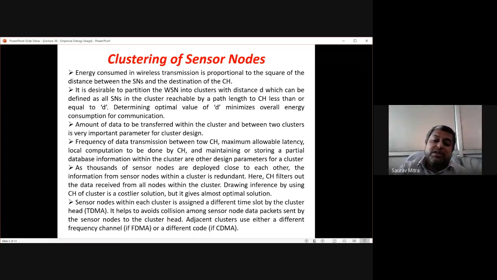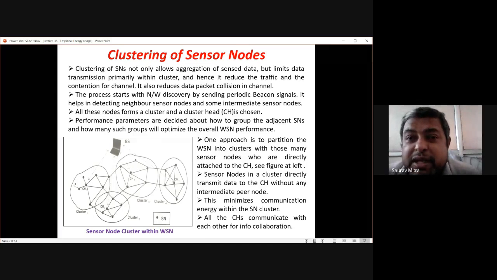Adjacent clusters use either a different frequency channel (FDMA) or a different code, that is called CDMA. So this slide you have seen already, so you can see the whole area. This is a base station, so all the data about every area. This may be the cluster head at the center. All the smaller nodes are sending the temperature data back to this cluster head like this, and the cluster head is actually talking to the base station.